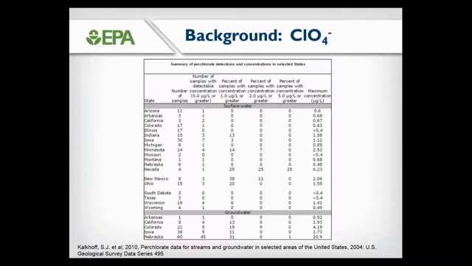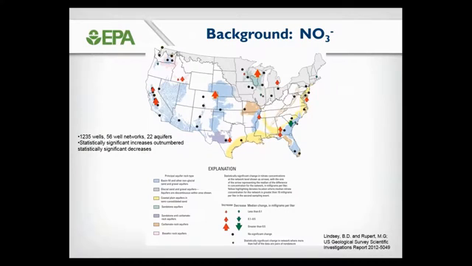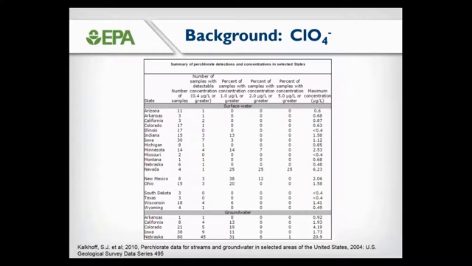Looking at perchlorate, let's go back to nitrate first. Nitrate is regulated by the Environmental Protection Agency at a maximum contaminant level of 10 milligrams per liter as nitrogen in the finished drinking water.